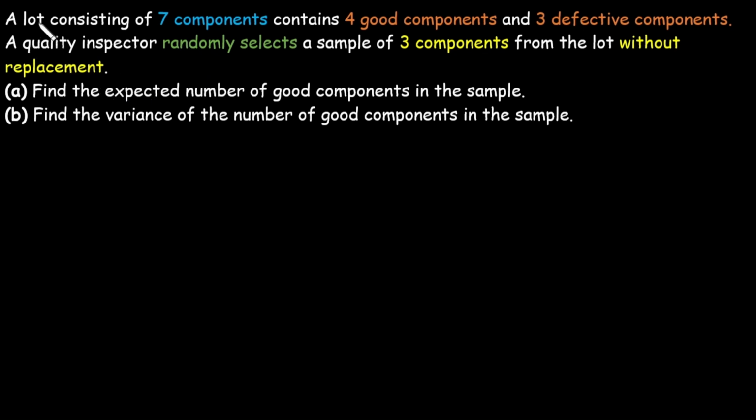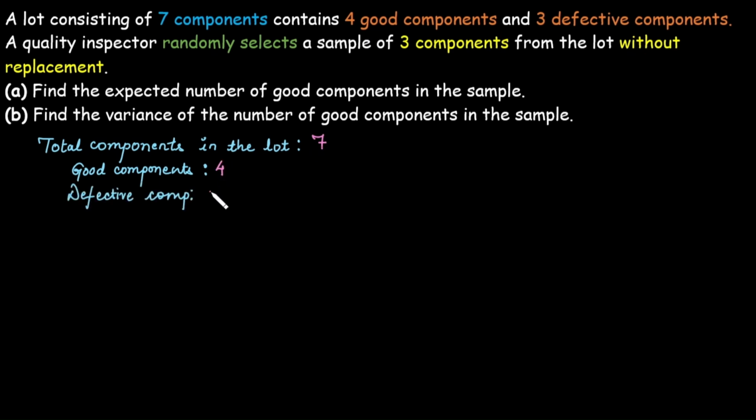According to this question we have a lot that consists of 7 components, which contains 4 good components and 3 defective components. It means the total number of components in the lot is 7, out of which 4 are good components and 3 are defective. Next, a quality inspector randomly selected a sample of 3 components from the lot without replacement.